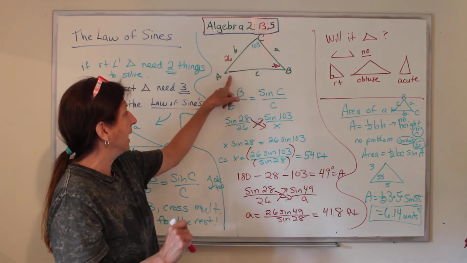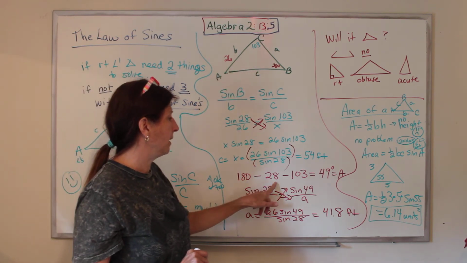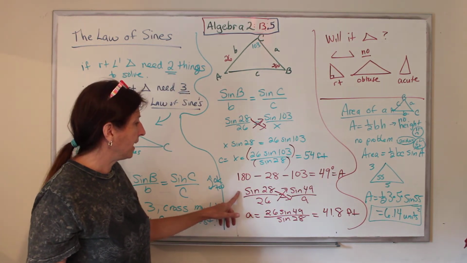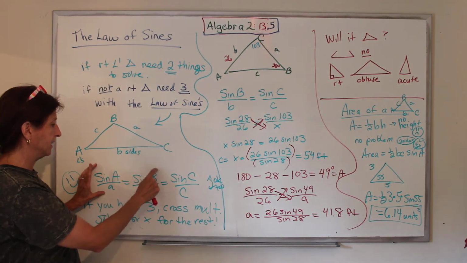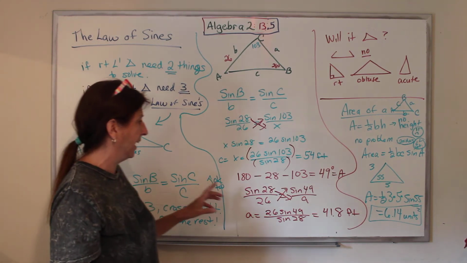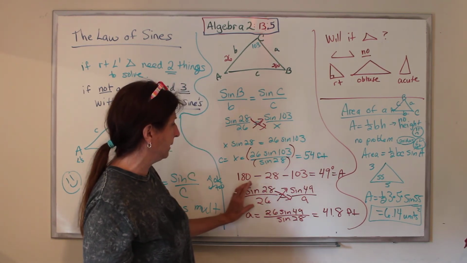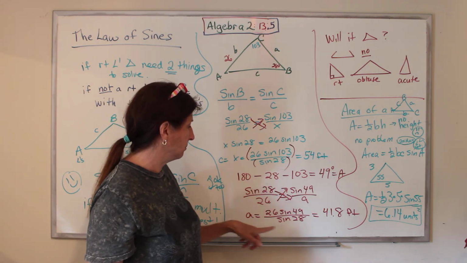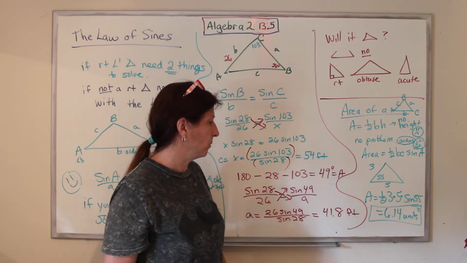We can get angle A by knowing that these two angles add up to this one. So I can do 180 minus 28 minus 103. Angle A is 49. So now I can do this part of the equation. Sine of A over a is sine of B over b, because I have these two. I've got this one now, and I can solve for that. So this is sine of 28 over 26, the same B numbers, over sine of 49, the A angle over a. Cross multiply, and I end up with 26 sine 49 over sine 28, 41.8 feet.